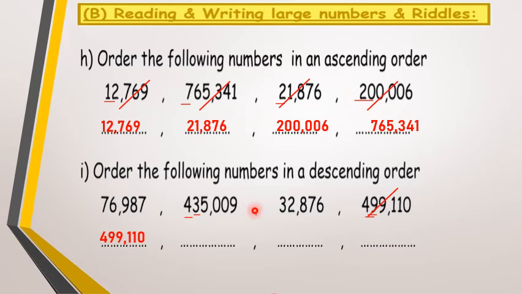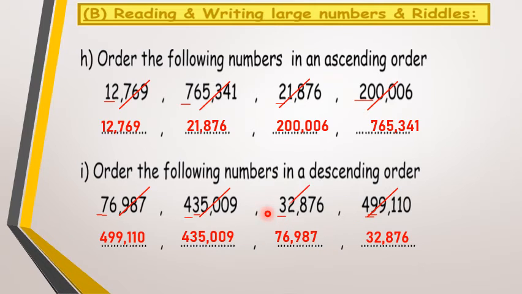499,110, and a marker. So the next number will be this 435,009. I have here these two numbers which have 6 digits. So I will choose one of them. I will look to the greatest place value. I have here 7 in hundreds and here 3 in hundreds. Sorry, 7 in 10,000 and this is 3 in 10,000. So which is bigger, 7 or 3? 7 in 10,000 is bigger, so I will put it next.